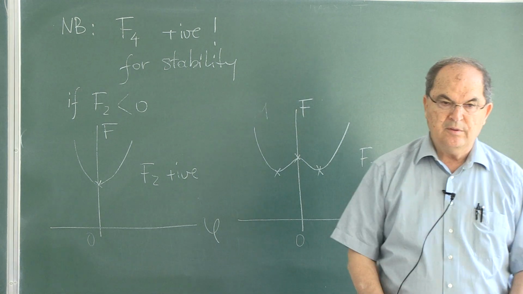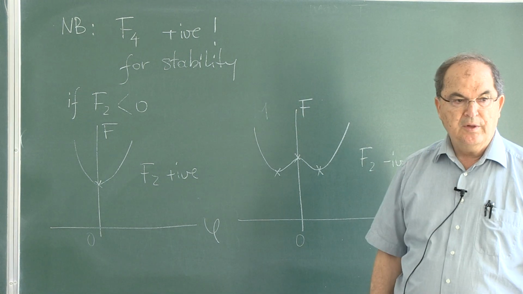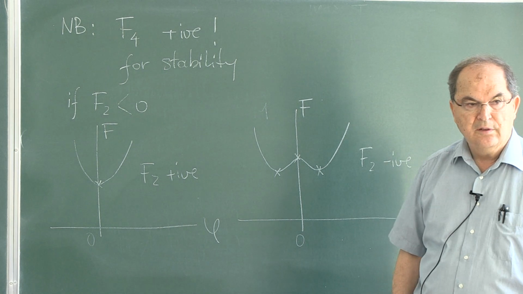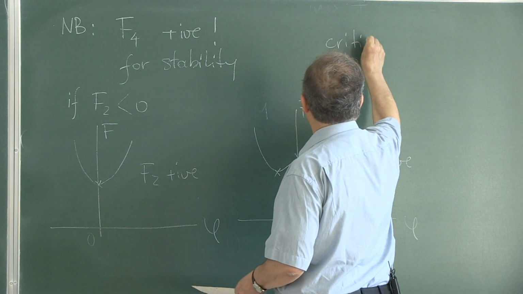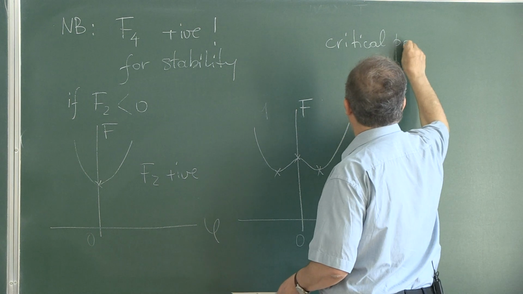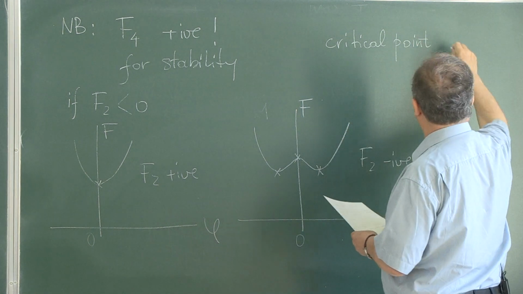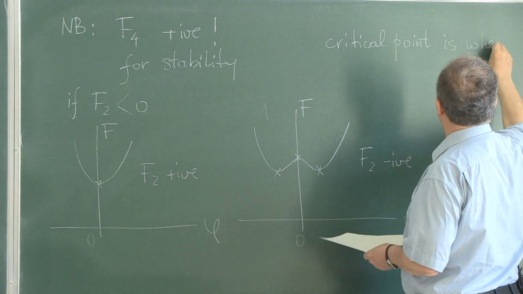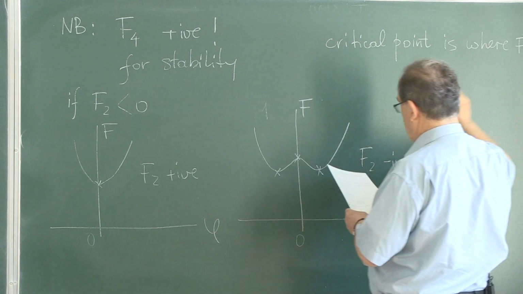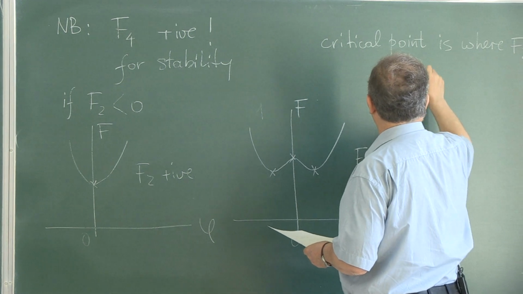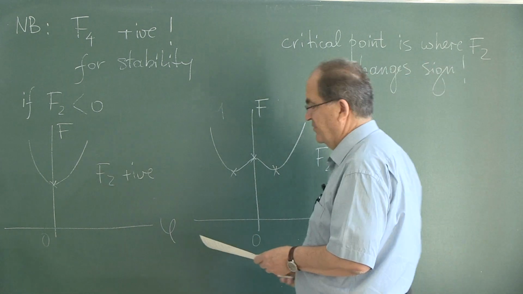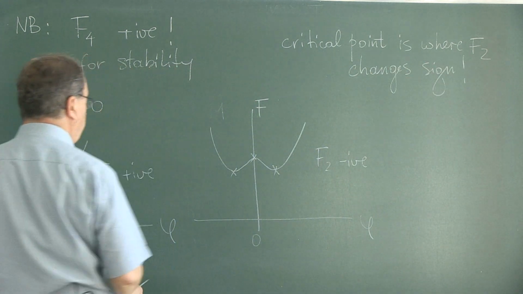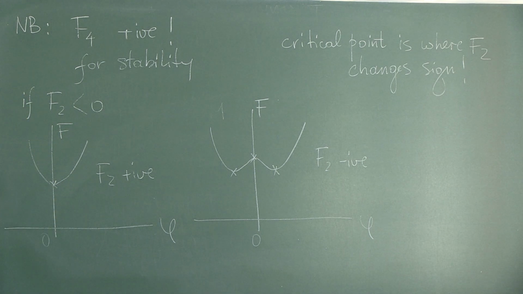Where is the critical point then? The critical point is where F2 changes sign, isn't it? So the critical point is where F2 changes sign, from positive to negative, for example. So you have a finite magnetization.